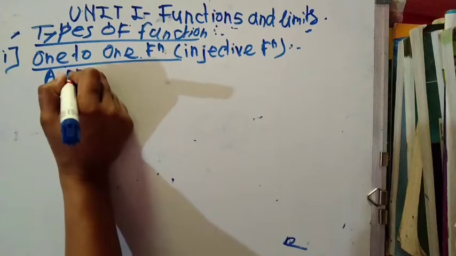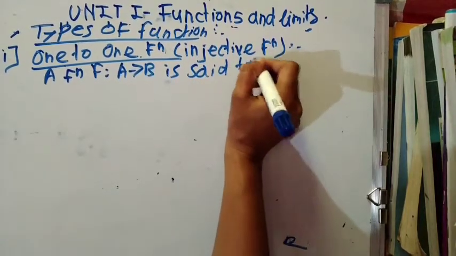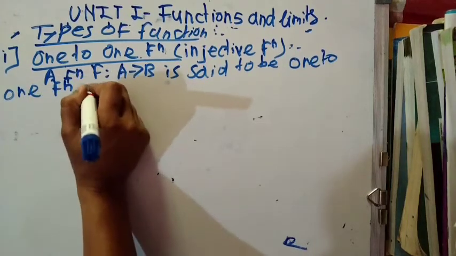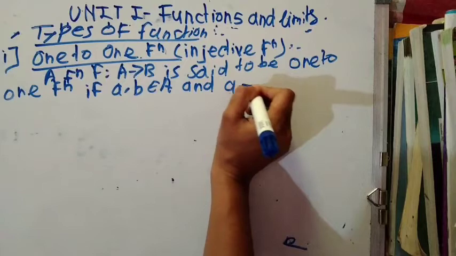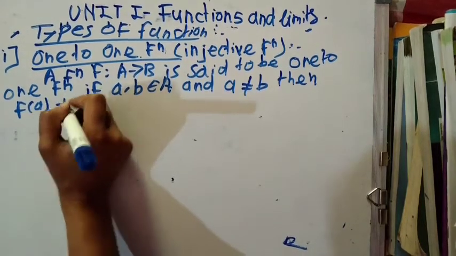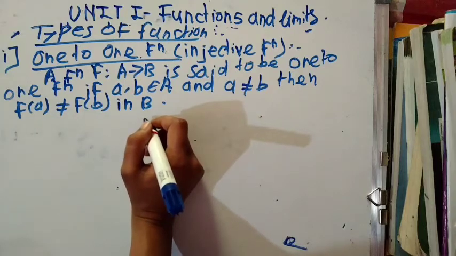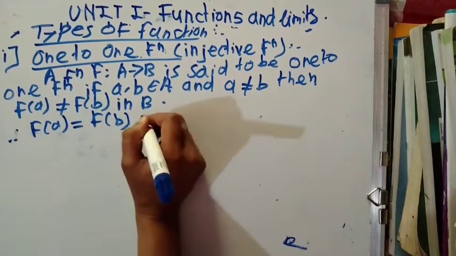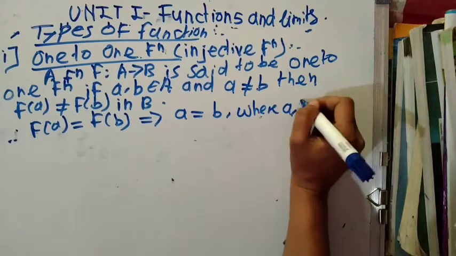So a function f from A to B is said to be one-to-one function if a, b belong to A and a not equal to b, then f of a not equal to f of b in B. That means suppose f of a is equal to f of b, then a is equal to b, where a, b belong to A.